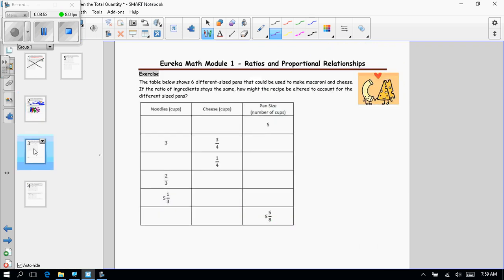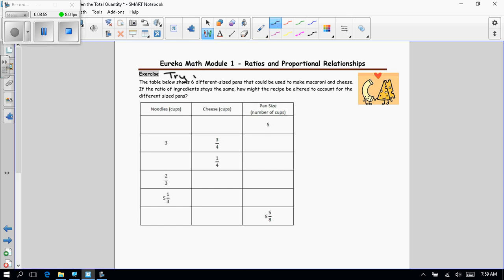And take a look at this exercise. Every time you see the word exercise, guess what I want you to do? That's right, I want you to try it on your own. All right, pause the video, give it a shot, turn the video back on and see if your answers are the same as mine. I will give you one hint. Okay, I'll read the problem and give you one hint.